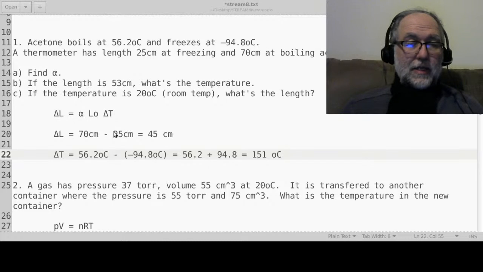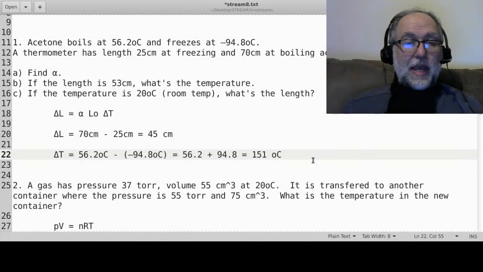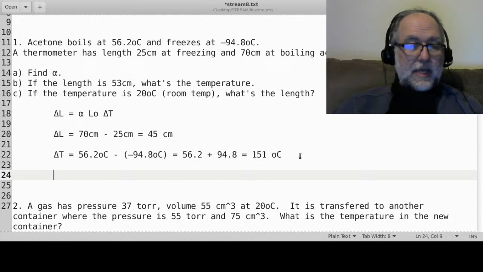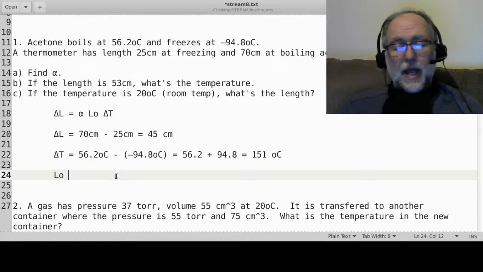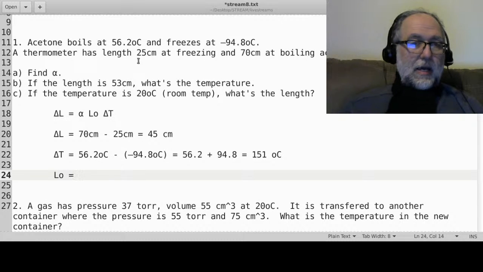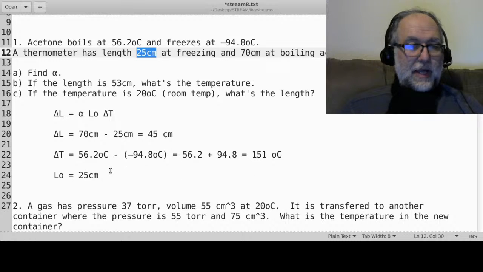There's your delta T. So now we got the delta L and delta T. Okay, what about the L naught? Now the L naught is actually the lower temperature. It's the reference temperature. We always choose the lower temperature as the reference temperature. Not temperature, I mean length, okay? The reference length. And so that's going to be the 25 centimeters right there, like that, okay?